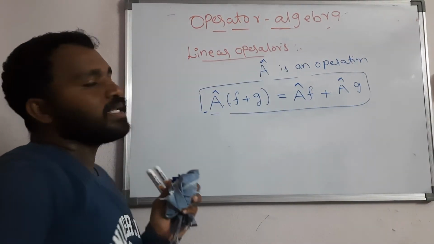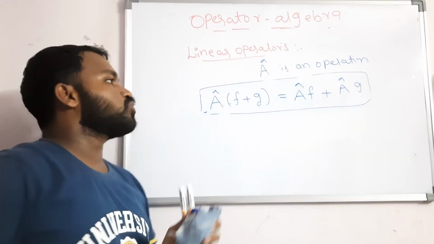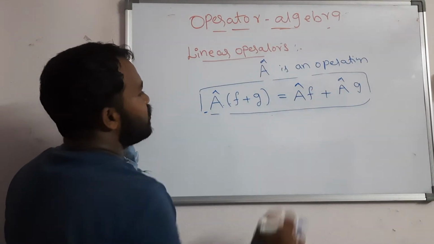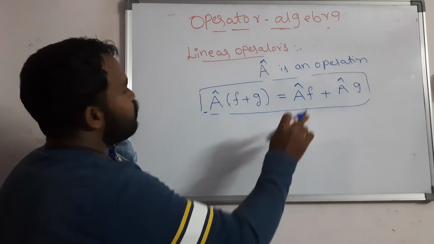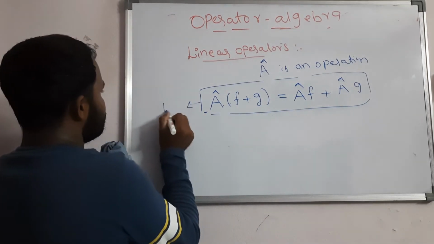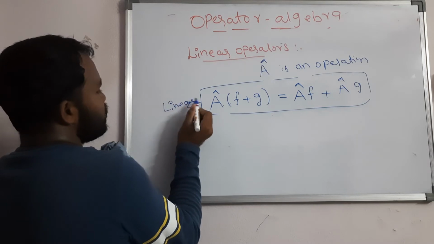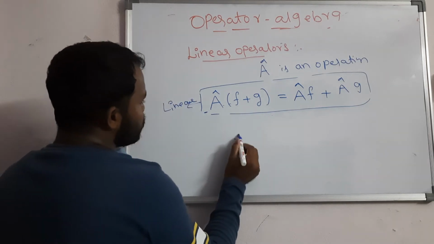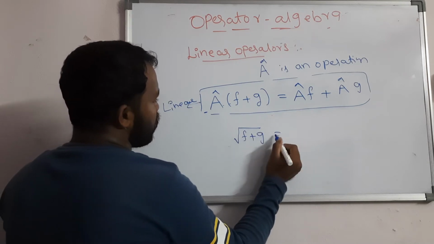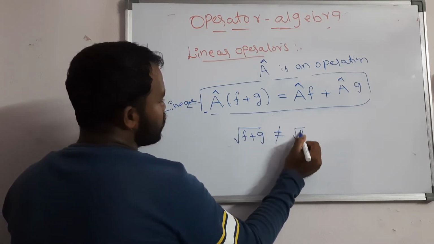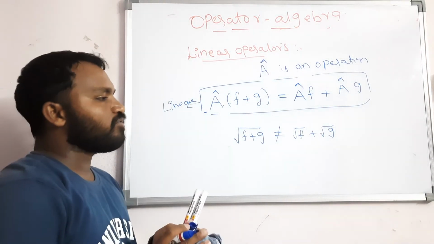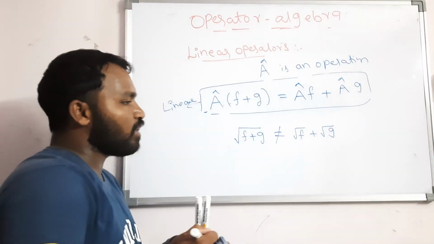So in quantum mechanics generally, every operator should be a linear operator. A cap into f plus g, you will get A cap into f plus A cap into g. So this is a linear operator. Square root is not a linear operator. For example, root of f plus g is not equal to root f plus root g. We can't write square root of f plus square root of g.